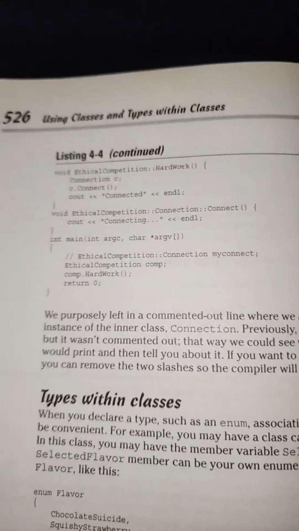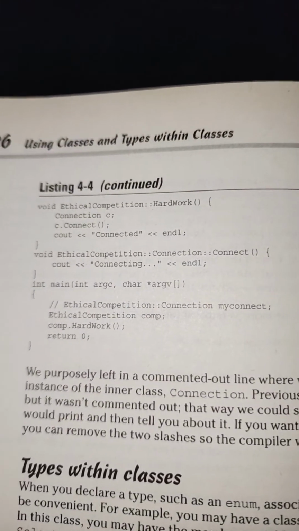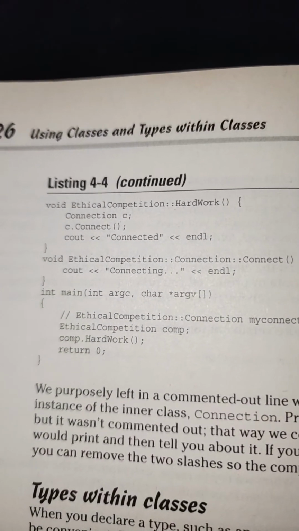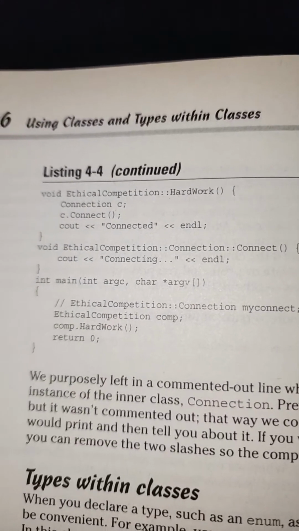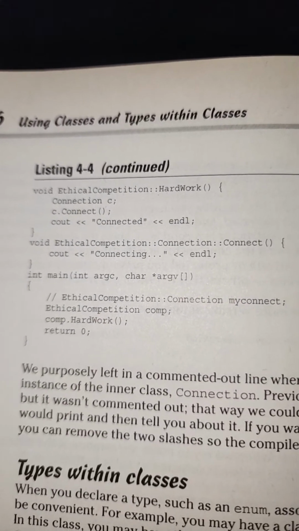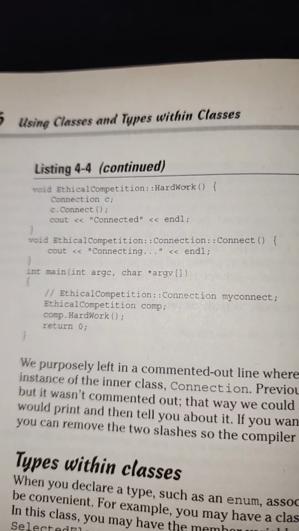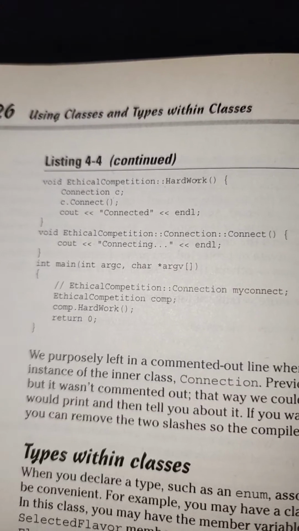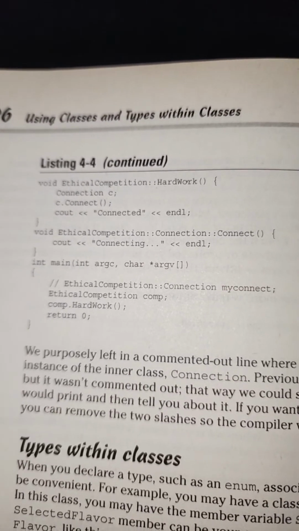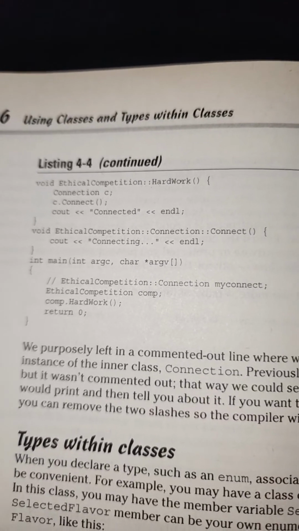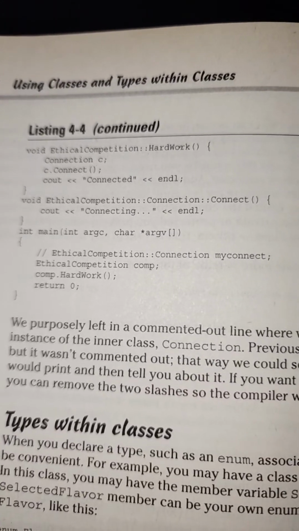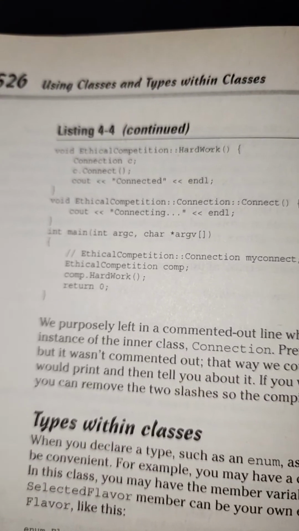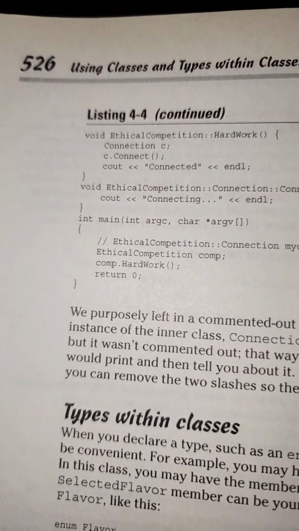Listing 4-4 continued. Void EthicalCompetition::hardWork, Connection C, C.connect, cout connected, inline, void EthicalCompetition::Connection::connect, cout connecting, inline, int main, int argc, char star argv, EthicalCompetition::Connection myConnect, EthicalCompetition comp, comp.hardWork, return 0.